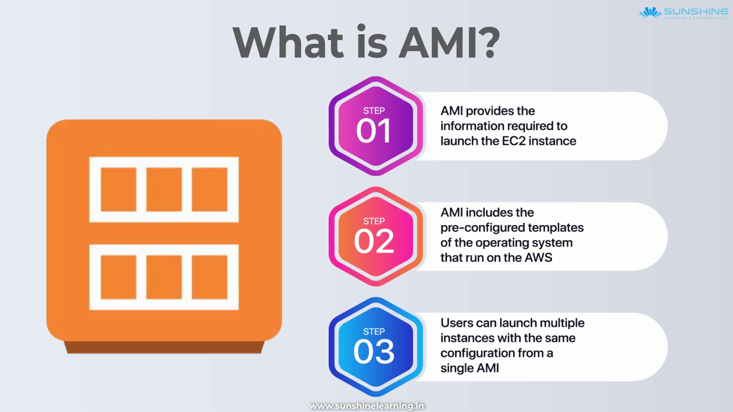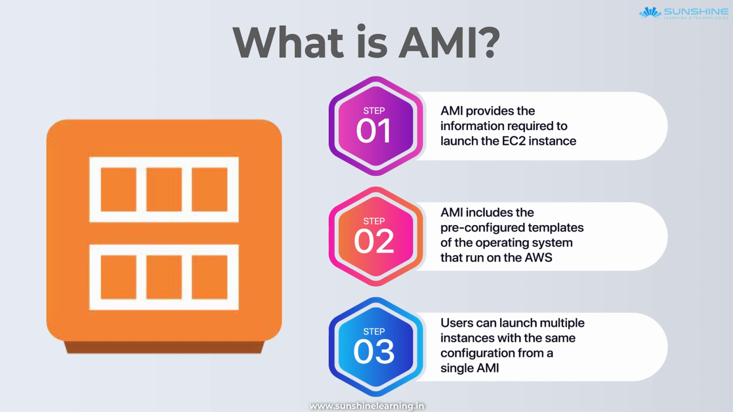So what is an AMI? AMI provides the information required to launch the EC2 instance. AMI includes the pre-configured templates of the operating system that run on AWS. Users can launch multiple instances with the same configuration from a single AMI. So let's say if I need to create a virtual machine or an instance, I need to select an AMI first, and that AMI would have the copy of the operating system that needs to be installed on that instance.